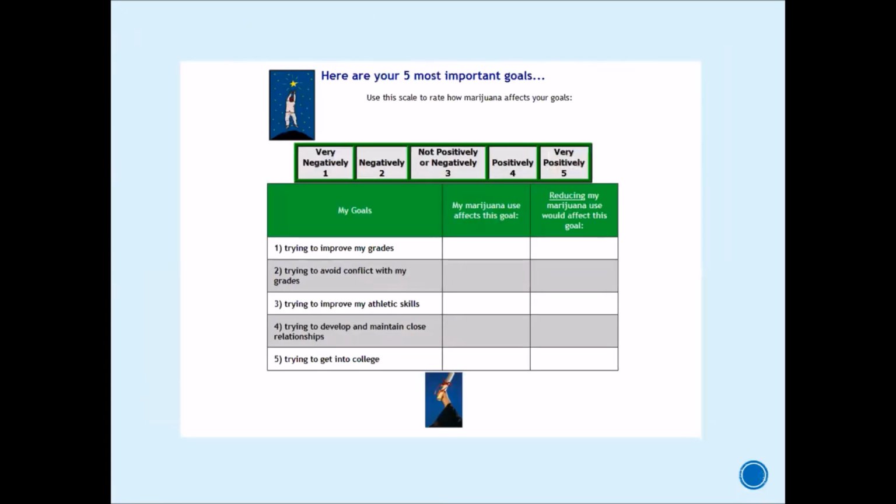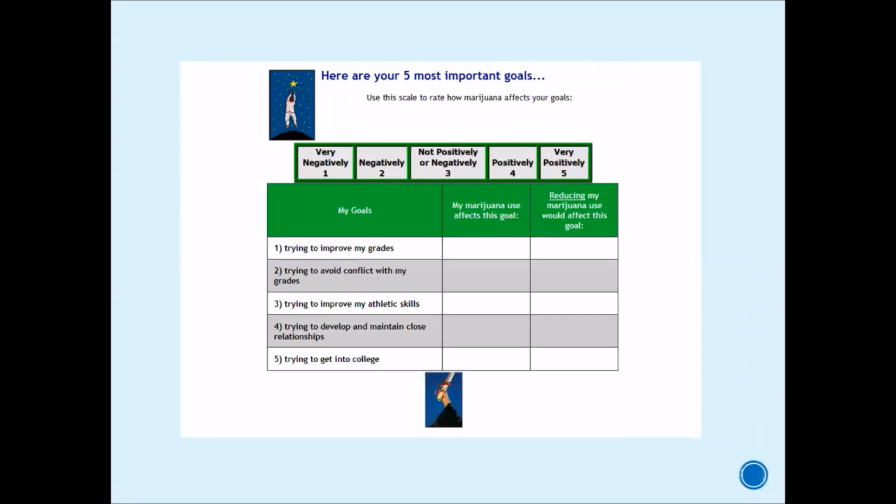The goals is the last section of the personalized feedback report, and they have identified goals within the assessment that they're working on in the near future. And so the goals are pre-populated, but the exercise that you complete with the client is how does your marijuana use affect the achieving of that goal, and how might reducing marijuana use affect your ability to meet that goal.